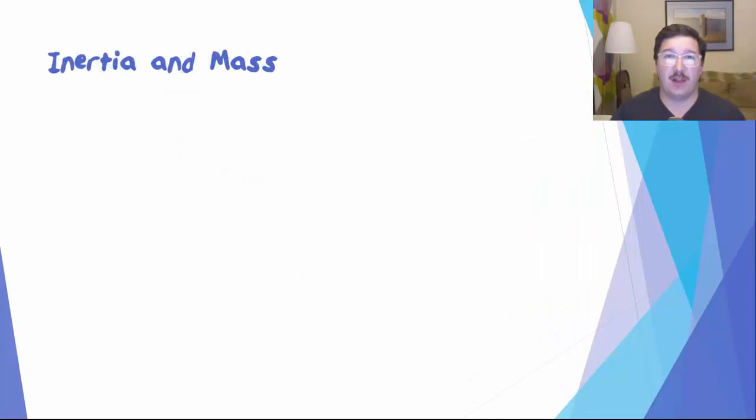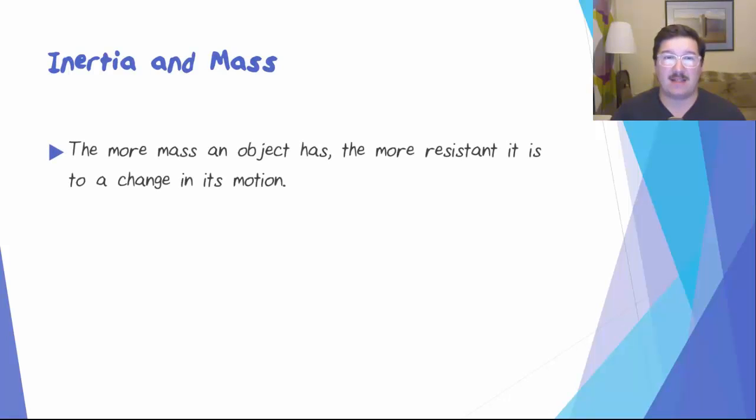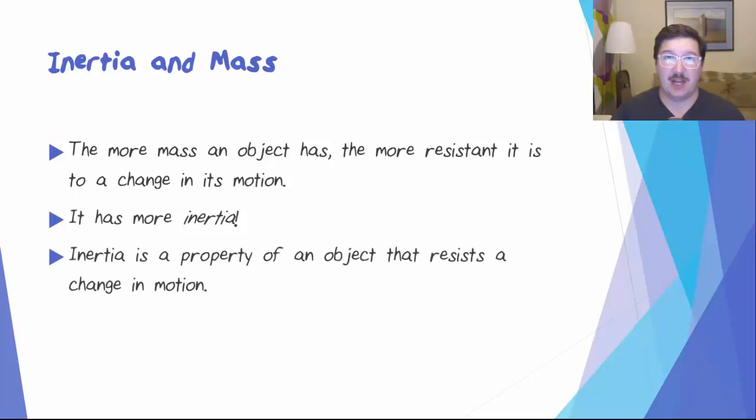It's very important to understand the relationship between inertia and mass. The more mass an object has, the more resistant it is to a change in its motion. This means it has more inertia. Inertia is a property of an object that resists a change in motion. More mass is more inertia.